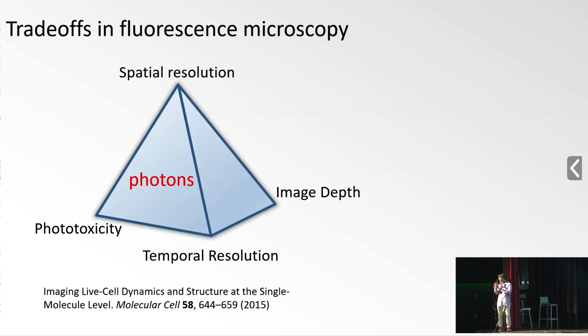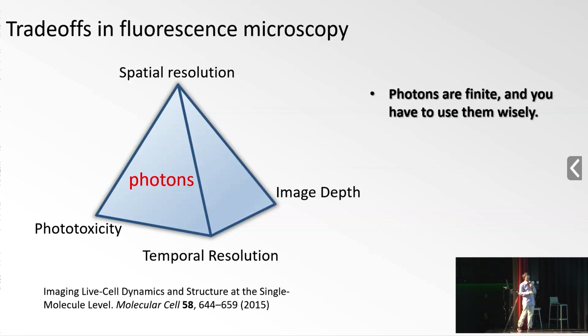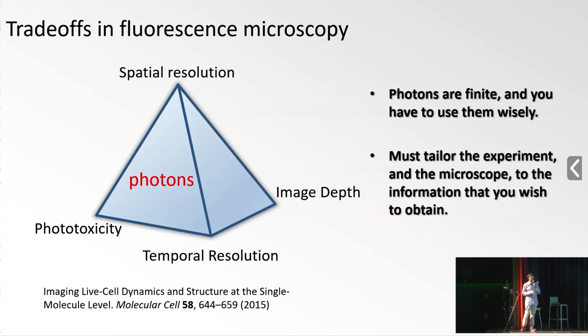So imagine you want to do super resolution, for example single molecule localization microscopy. Then you need to image for a long time, so you sacrifice temporal resolution. And sometimes if you want to image deeper, you probably need to increase your laser power, and so increase the phototoxicity. This means you need to use these photons more wisely, and tailor your experiment and microscope to get the information you want.